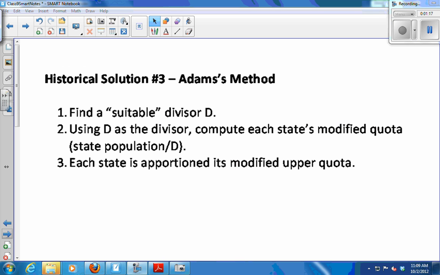So our next method is Adams' method, proposed by John Quincy Adams. And it's very, very similar to Jefferson's. He has you find a suitable divisor D, just like Jefferson. Using D as a divisor, compute each state's modified quota. That is, you take the state population and divide it by D. And then you give each state its upper quota. So Jefferson gave each state its lower quota, rounded them all down. Adams is going to give each state its upper quota, round them all up. So it's almost identical to Jefferson's, except we're going to round up instead of down.